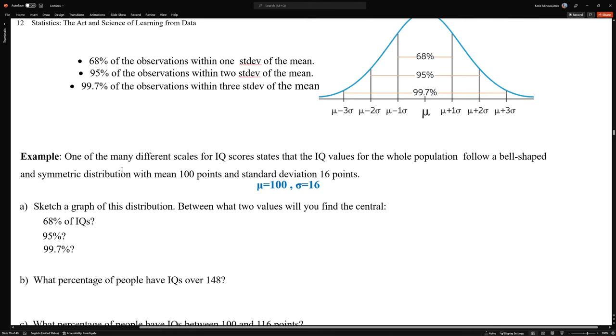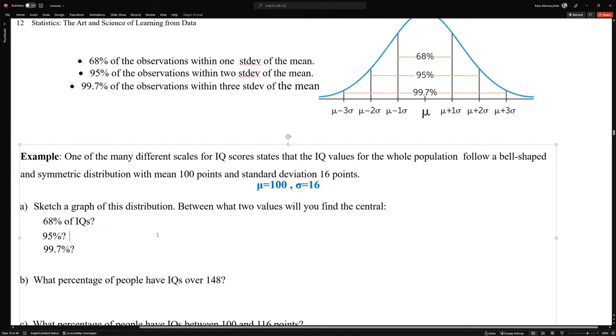So in this example, we want to measure IQ scores. One of the main differences for IQ scores is that IQ values for the whole population follow a bell-shaped and symmetric distribution with mean mu, which is equal to 100, and standard deviation equal to 16. So we want to find these values.